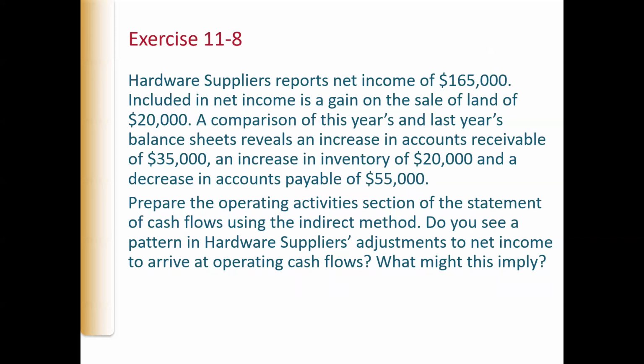Hardware Suppliers reports net income of $165,000. Included in net income is a gain on the sale of land of $20,000. Comparison of this year's and last year's balance sheets reveals an increase in accounts receivable of $35,000, an increase in inventory of $20,000, and a decrease in accounts payable of $55,000. Prepare the operating activity section of a statement using the indirect method. I'm going to give you a minute to look at this, or attempt it, and then we'll do it together.